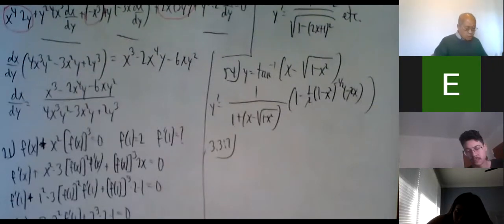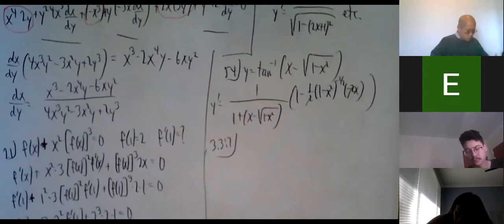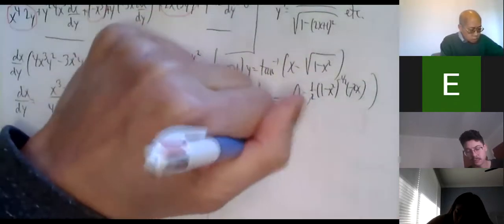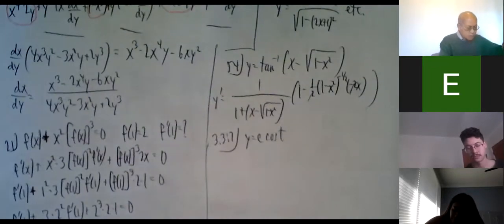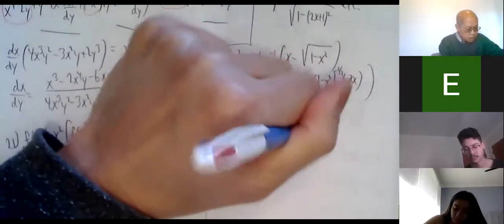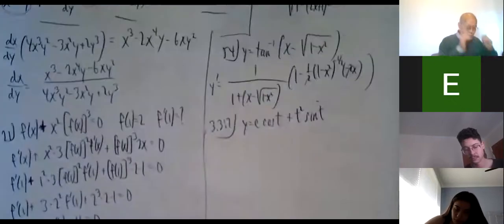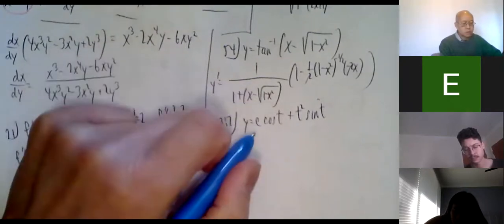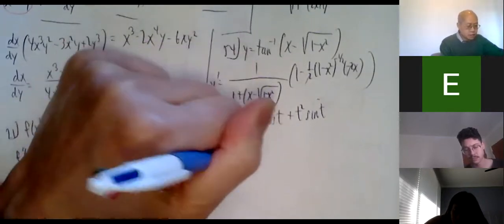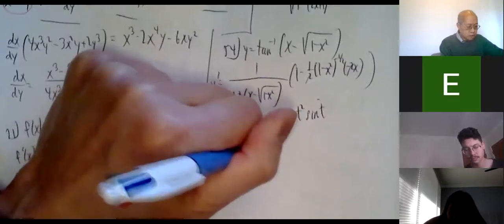Number 7. Y equals c cosine of t plus t squared sine t. Okay, you have to pretend c is a constant. The only variable is t. So the derivative of cosine is negative sine, so negative c sine t.